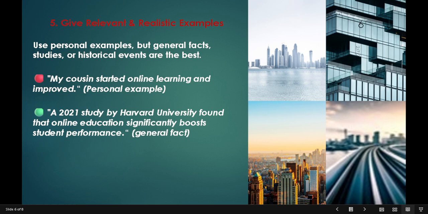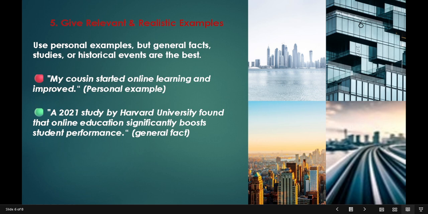So they say use personal examples, but general facts, studies, or historical events are the best. Yes, it is not wrong to use personal examples, like my cousin started online learning and improved. These are personal examples, but you'll get an upper hand when you use general facts. For instance, a 2021 study by Harvard University.